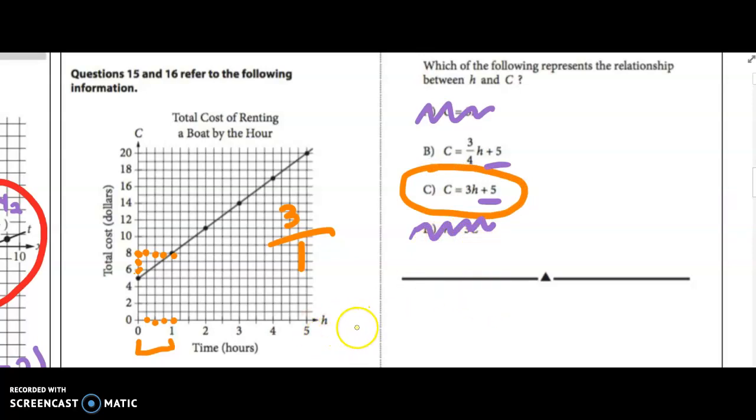Pay attention to your axes. The SAT will try and trip you up, but you're better than that. Don't let them trip you up.